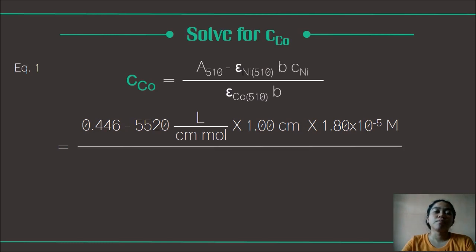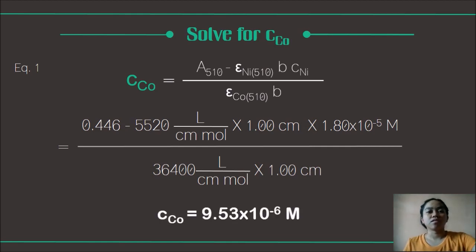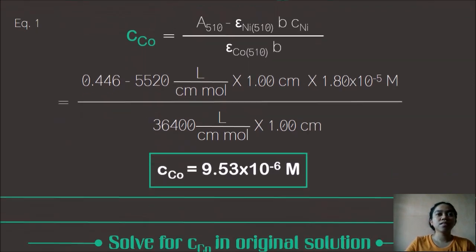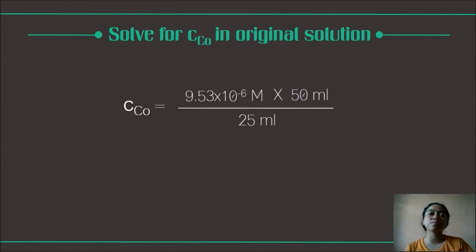So divide that by the molar absorptivity of cobalt at 510 nanometer times the path length, which is again 1 centimeter. Canceling units, then we will have this answer, which is 9.53 times 10 to the negative 6 molar. This will be the concentration of cobalt. But we want to know the concentration of cobalt in the original solution. So we need to multiply that by the dilution factor.